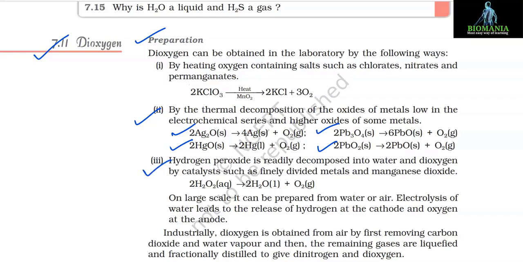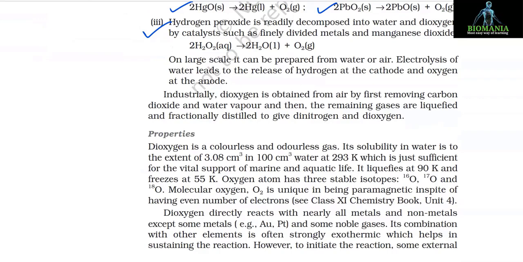Number 3. Hydrogen peroxide is readily decomposed into water and dioxygen by catalysts such as finely divided metals and manganese dioxide. 2H2O2 gives 2H2O plus O2. On large scale, it can be prepared from water or air. Electrolysis of water leads to the release of hydrogen at the cathode and oxygen at the anode. Industrially, dioxygen is obtained from air by first removing carbon dioxide and water vapor, and then the remaining gases are liquefied and fractionally distilled to give dinitrogen and dioxygen.